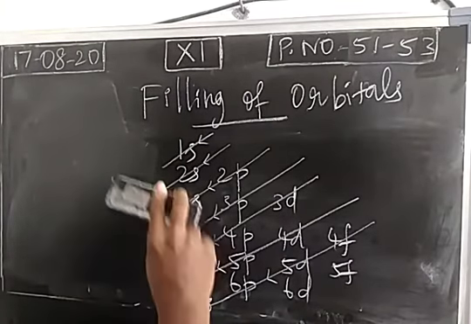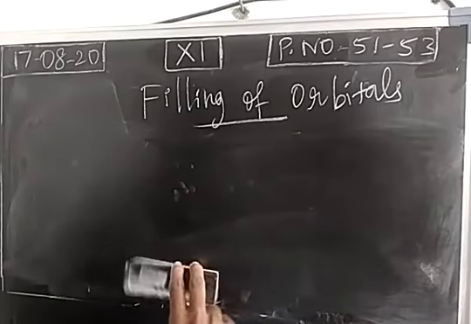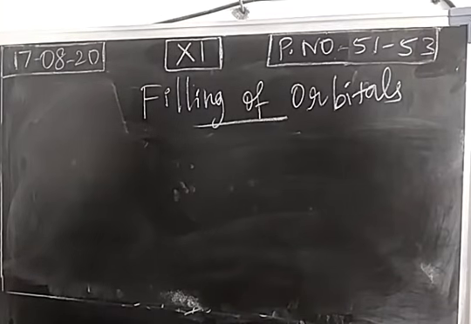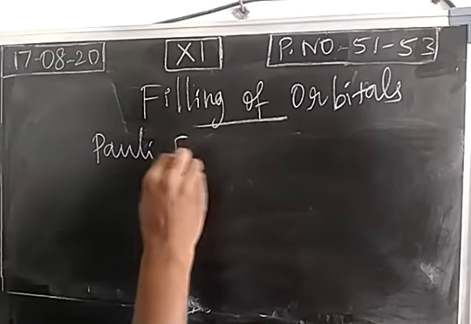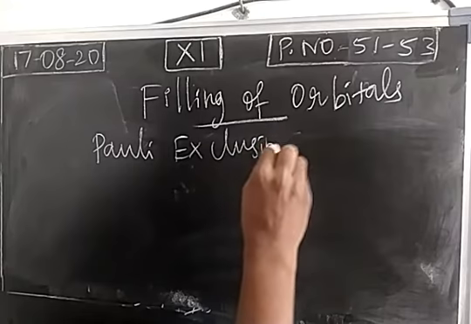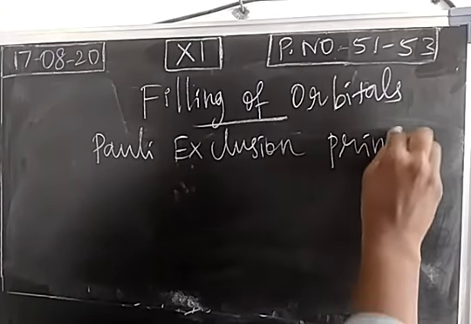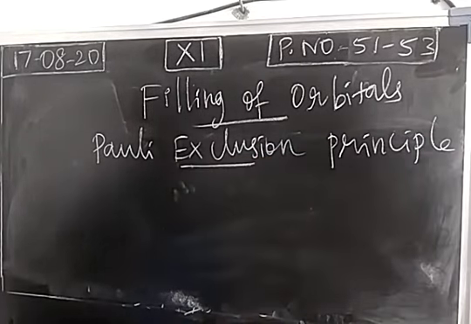So what is Aufbau principle? When we arrange the electrons in the orbitals, first electrons occupy the lower energy orbital. Next one, Pauli exclusion principle. It says no two electrons in an atom can have the same quantum numbers. So if you take an atom, no two electrons in an atom can have equal quantum numbers.